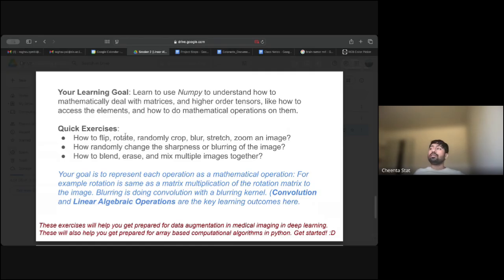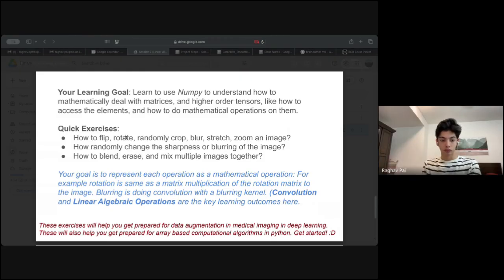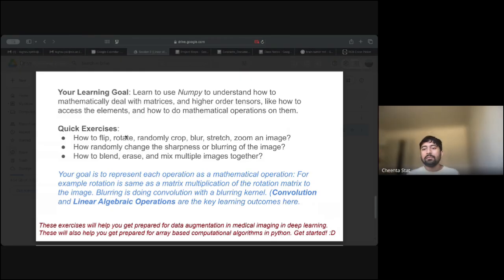Now you can have videos from multiple cameras. Then it will be five dimensions, right? So essentially the whole idea is how do you store these values? Because once you understand how you store these values, then you can implement mathematical operations on them.